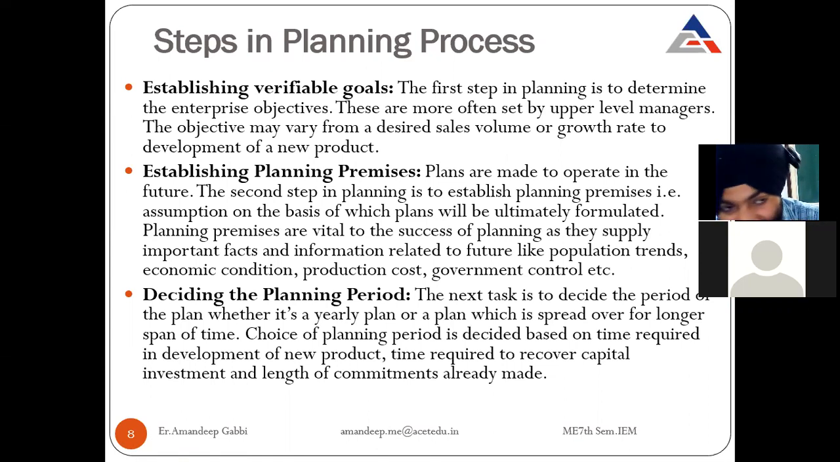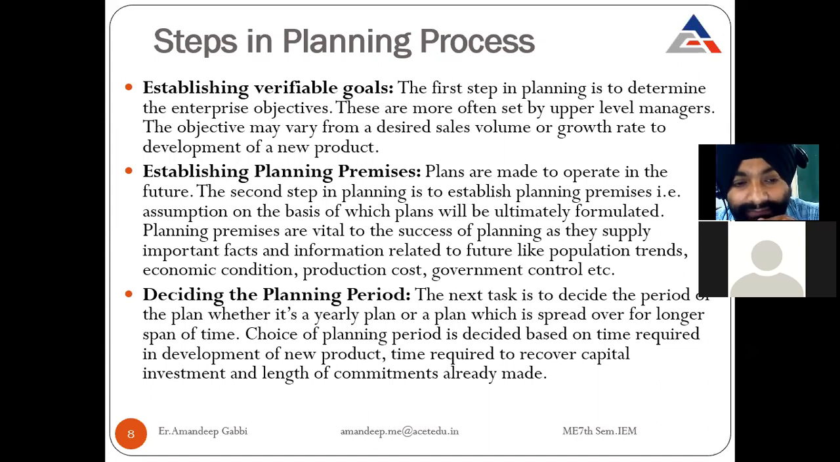Verifiable goal. This is established first, as I have told you. A particular organization may have a plan or goal of achieving 200 volume or 200 objects or 200 jobs done in one month. Prior to that it was 100. From 100 to 200, they want to increase their production of products. So this type of verifiable goal should be established before planning something. So what actually is desired by a particular organization.